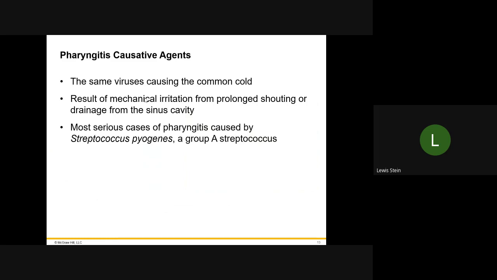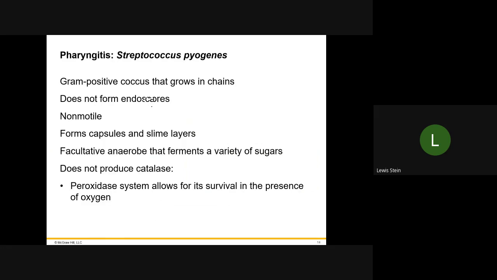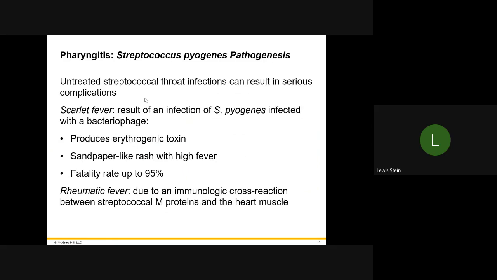So it could be a common cold virus, could be mechanical irritation, but when we're looking at bacterial causes, certainly most common is group A, beta hemolytic streptococcus pyogenes, the famous strep throat strep, and it's part of a lot of different things that are there. It's a gram-positive coccus. It grows and changes. It's non-endospore forming. Sometimes they have capsules and slime layers, and again, the basis of the catalase test is from here. And again, it's not the sore throat aspect of it that's so problematic.